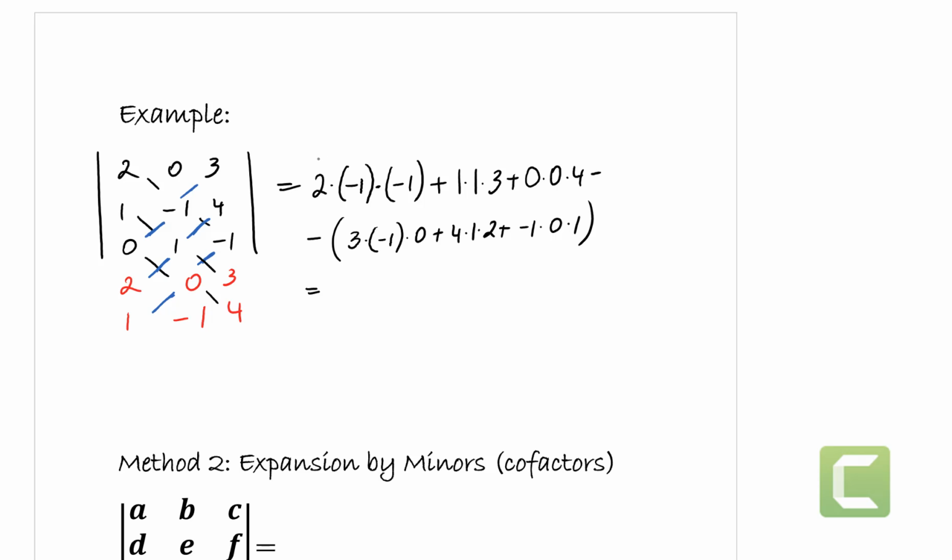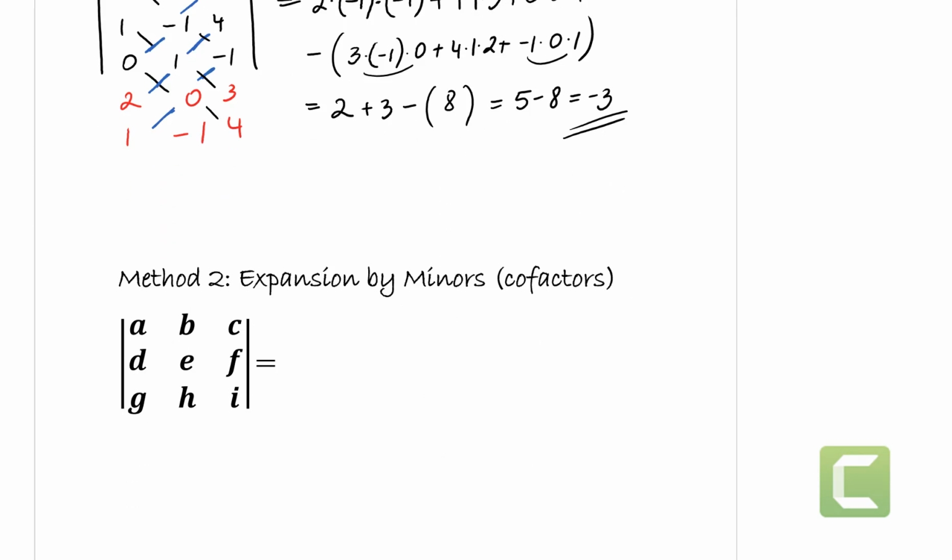So let's do the multiplication. This one is 2, this one is 3, this one is 0, minus this term is 0, 8, and this term is 0. So we get 5 minus 8, which is negative 3. And we computed it using Sarrus method.